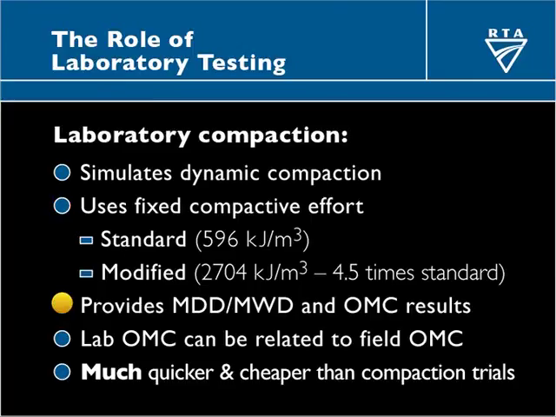Now, both of those will provide maximum density and optimum moisture content results, and you can relate those to the field optimum that you might have for your rollers. Most typically, the modified compaction gives you something very close to field optimum. Standard compaction gives you generally between about 1% and 3% higher than field optimum, but it's not hard to work out the relationship. The big advantage to it is that it's much cheaper and much quicker.